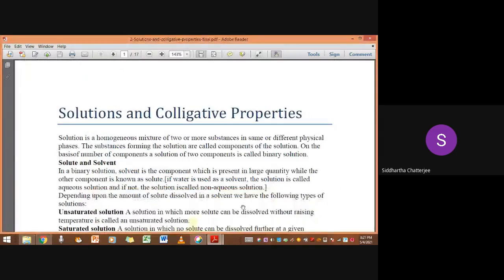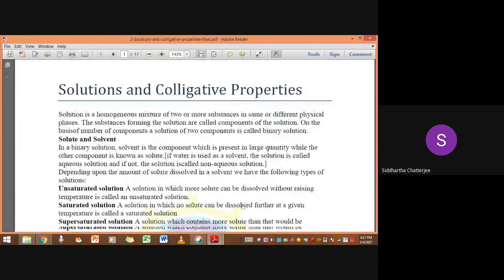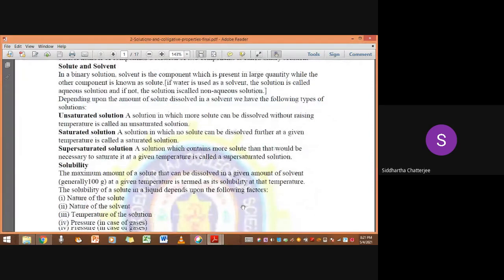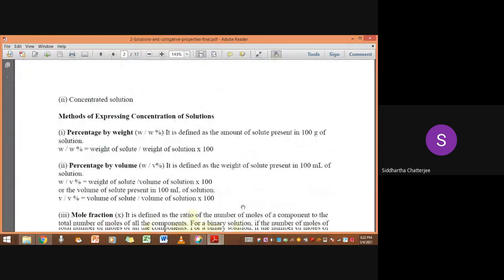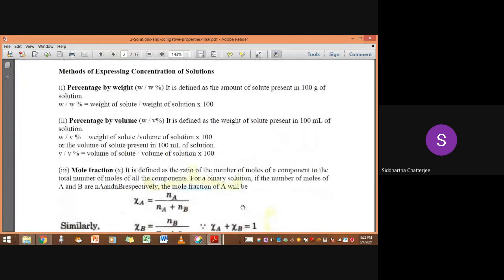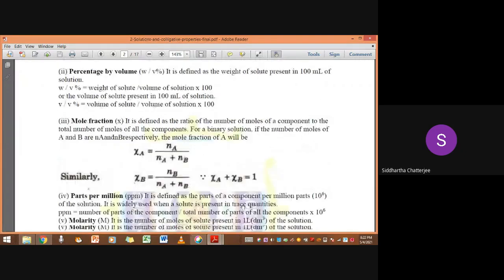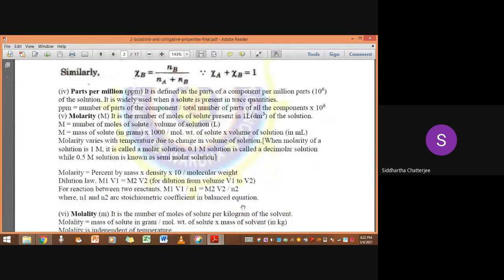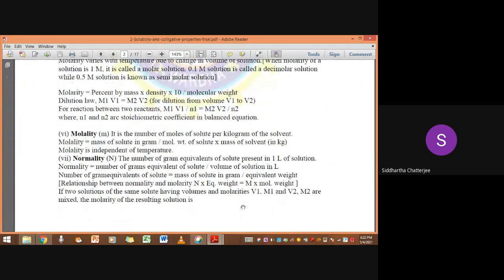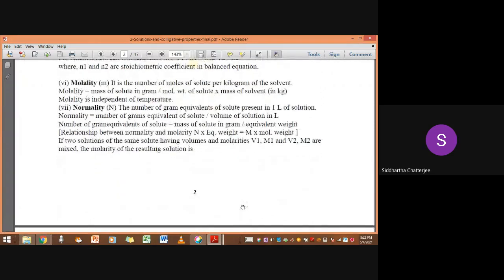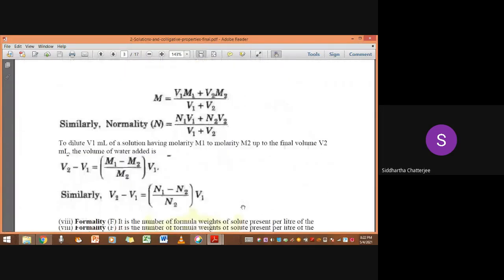So here you can find solutions and colligative properties. All these we have already explained, Henry's law also. Then the methods of expressing concentration of the solution, all these we have completed. So that's why today I have taken this opportunity just to round it up, which is very important. Still, many things are to be explained, so I am trying to do the fine tuning. Let us see, these we have already explained.